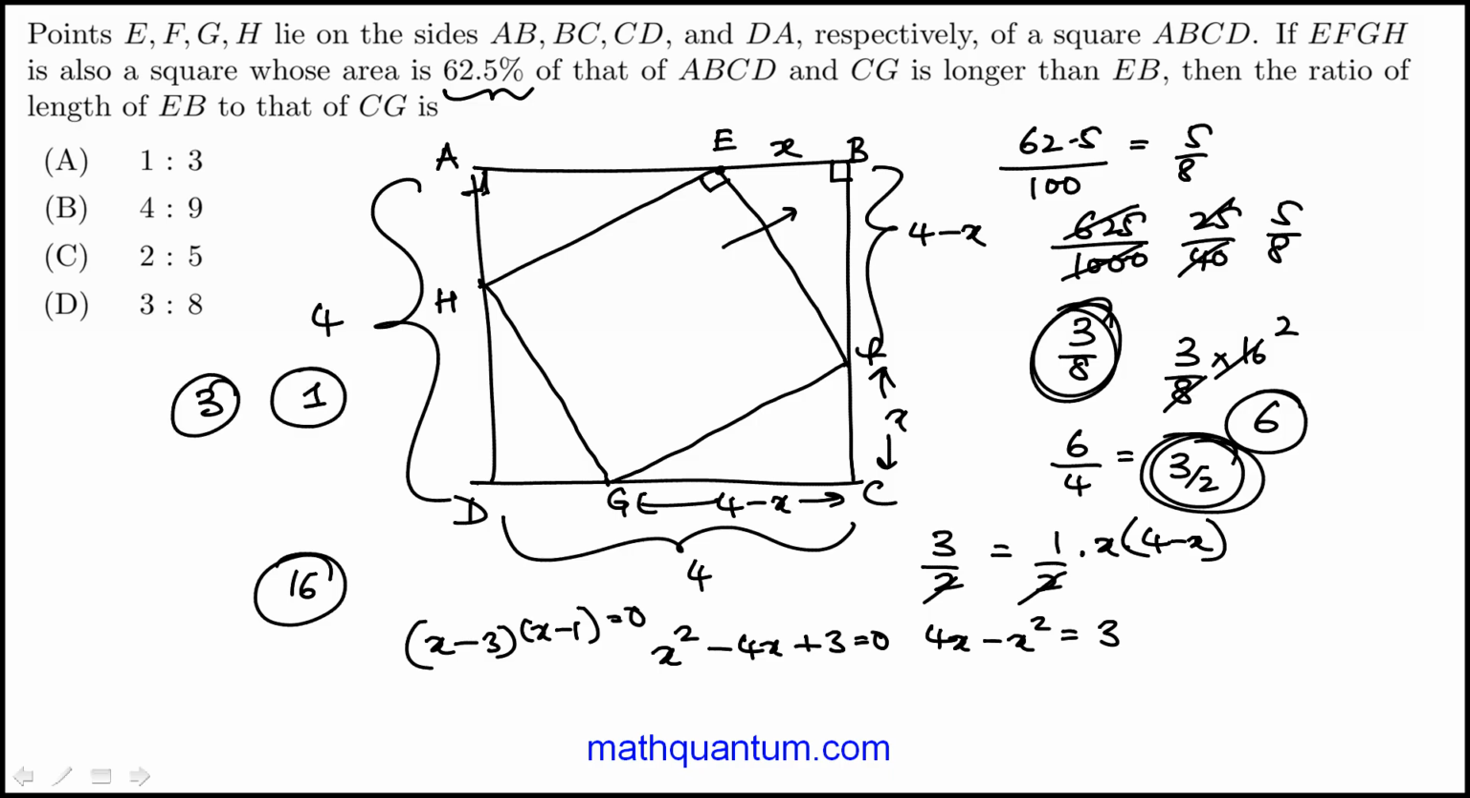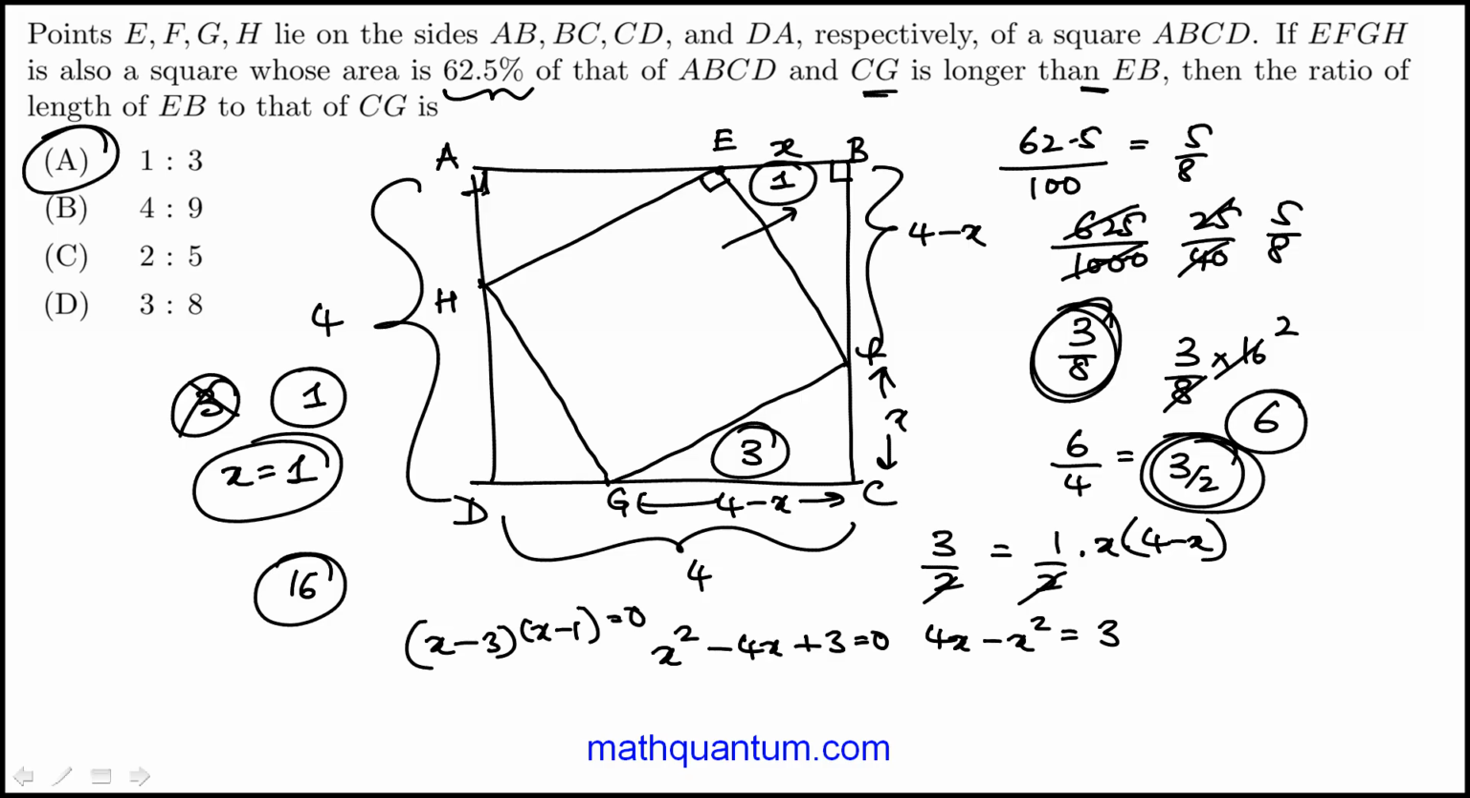But note here, they say CG is longer than EB. So x has to be 1. And then in that case, CG would be 3. They're asking for the ratio EB to CG, which is 1 to 3, choice A.